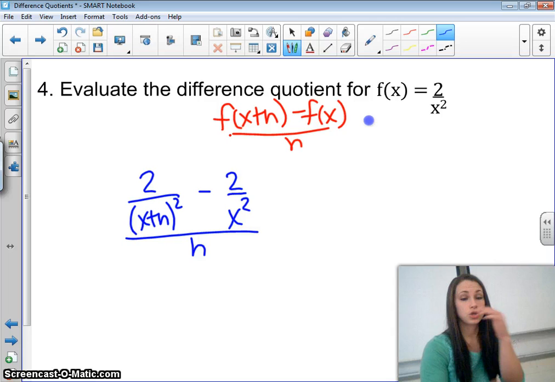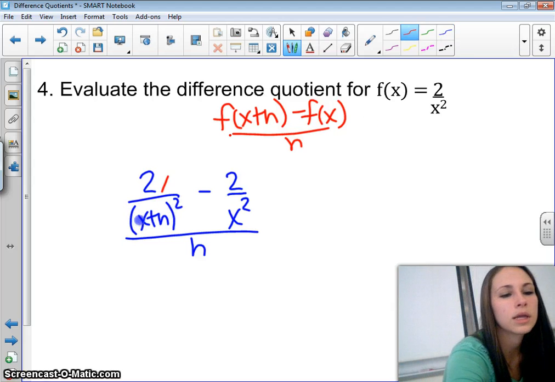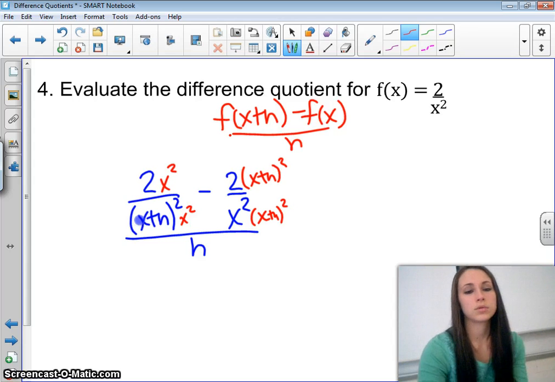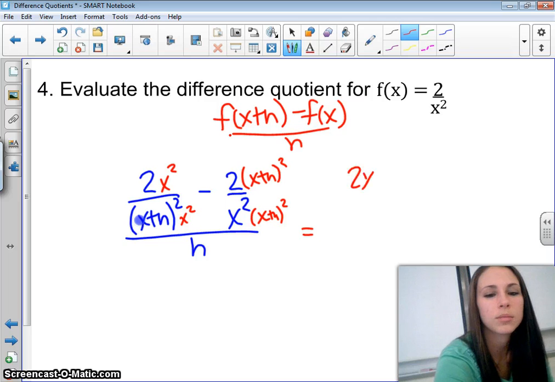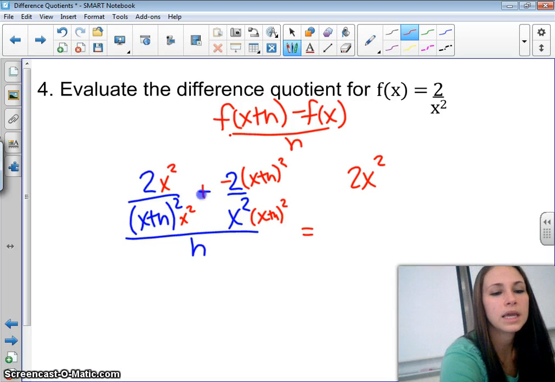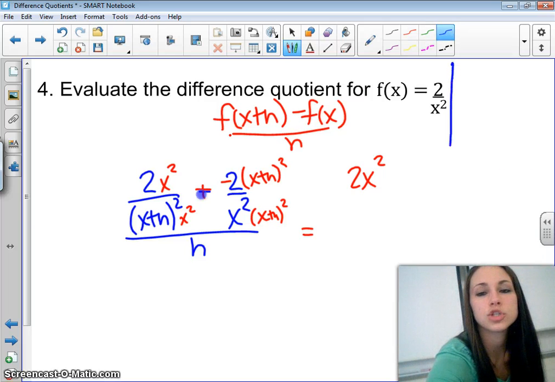Now this is real similar to our last fraction, or our last problem. But instead of going ahead and multiplying this out in the bottom, I'm going to go ahead and get my common denominator first. So this needs an x squared, and this needs my x plus h squared right there. So now, when I distribute across the top, in my first fraction, I'm going to have 2x squared. Now right here, in order for me to be able to distribute this negative 2 to the x plus h squared, I have to know what x plus h squared is.